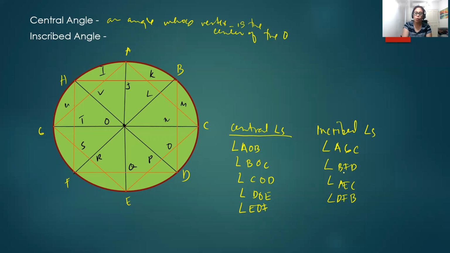And if we look at the vertex of each example inscribed angle here, all these vertices lie on the circle. So we define an inscribed angle as an angle whose vertex lies on the circle.